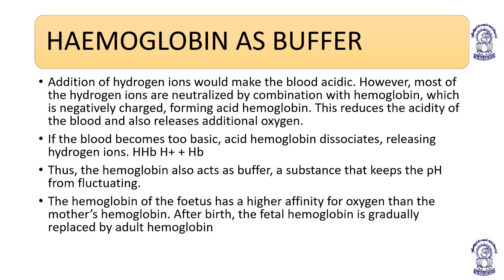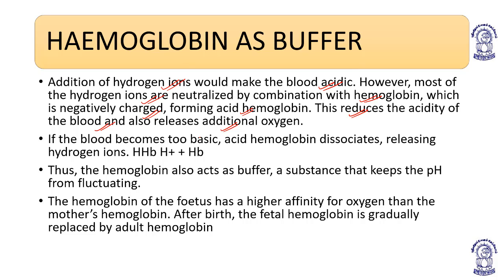Hemoglobin as a buffer. Addition of hydrogen ions would make the blood acidic. However, most of the hydrogen ions are neutralized by combination with hemoglobin, which is negatively charged, forming acid hemoglobin or hemoglobinic acid. This reduces the acidity of blood and also releases additional oxygen.